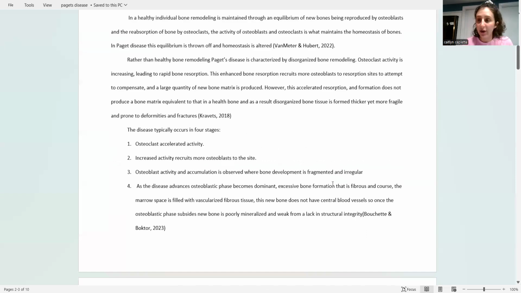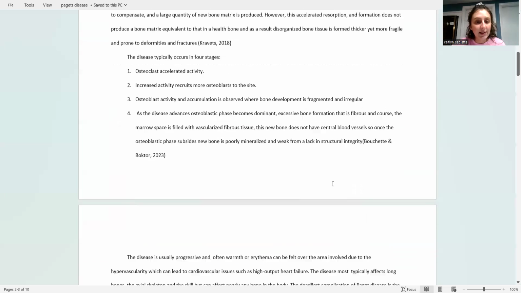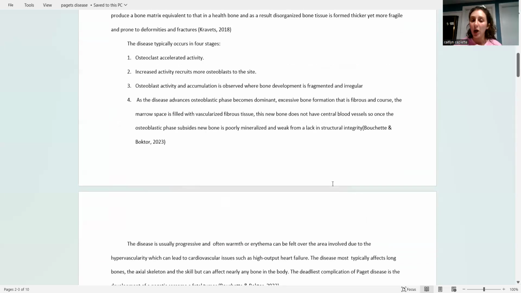It typically occurs in 4 stages if you break it down. First, osteoclast accelerated activity. Next, increased activity recruits more osteoblasts to the site. Then osteoblast activity and accumulation is observed, where the bone development begins to be fragmented and irregular. As the disease advances, the osteoblastic phase becomes dominant, and excessive bone formation that is fibrous and coarse occurs, and the marrow space is filled with vascularized fibrous tissue. Now, this new bone does not have central blood vessels, so once the osteoblastic phase subsides, the new bone is poorly mineralized and therefore weak from a lack of structural integrity.